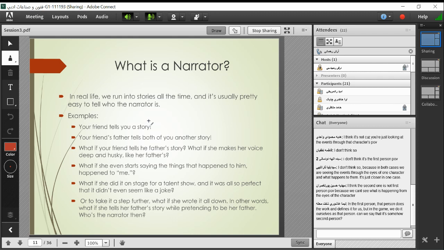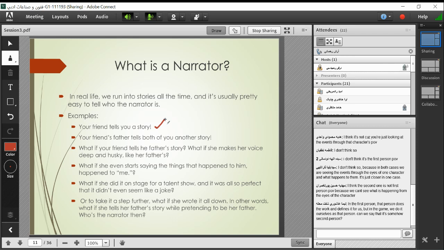So sometimes it's very easy to realize who the narrator is. In the case of your father or your mother, your father and mom are the narrators of those imaginary stories I just talked about. In the case of your friend calling you and telling you what happened to him or her, who's the narrator? Well, obviously, your friend is the narrator. So, this is when, for example, your friend tells you a story.